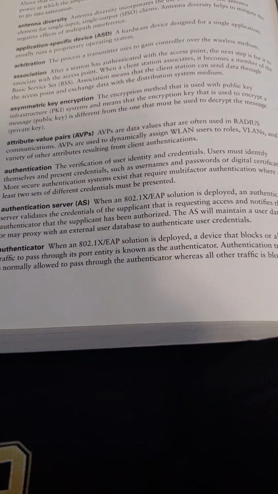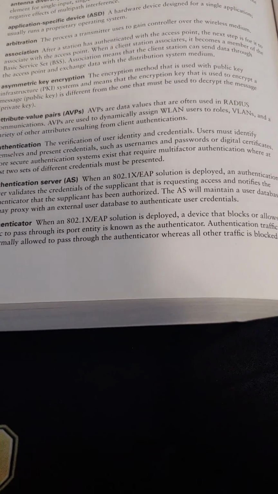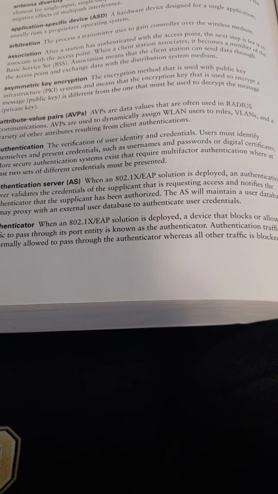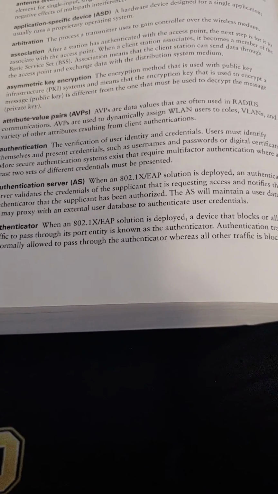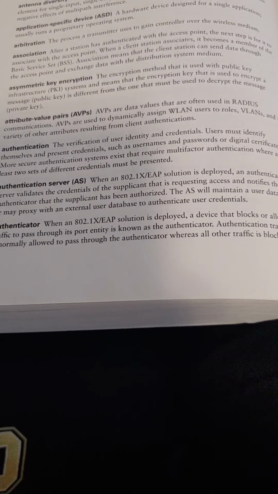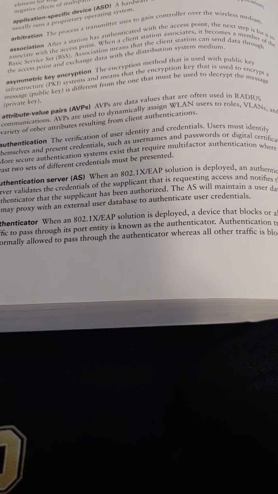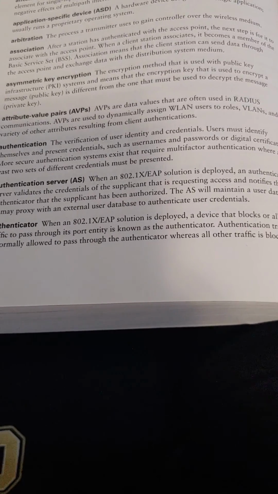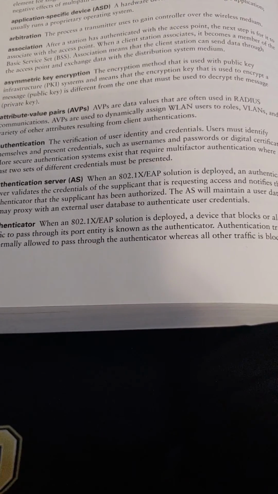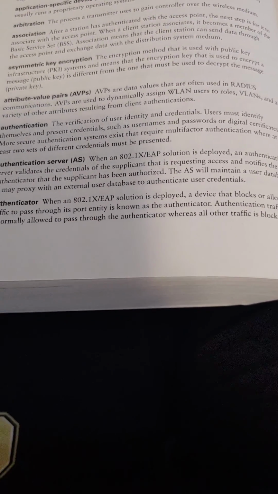Association. After a station has authenticated with the access point, the next step is to associate with the access point. When the client station associates, it becomes a member of the basic service set. Association means the client station can send data through the access point and exchange the data with the distribution system medium.